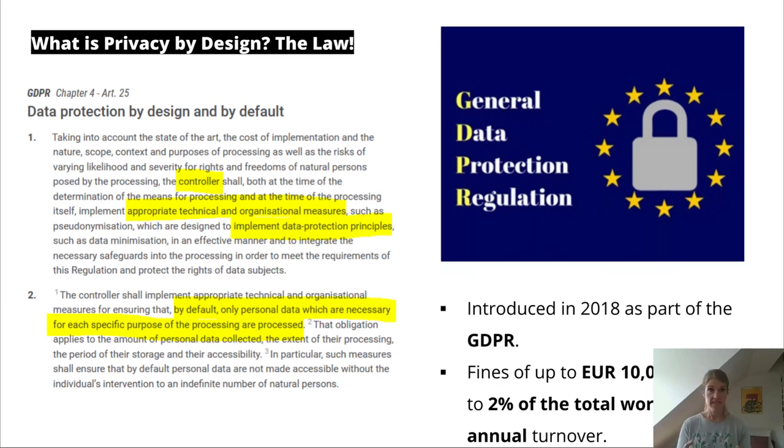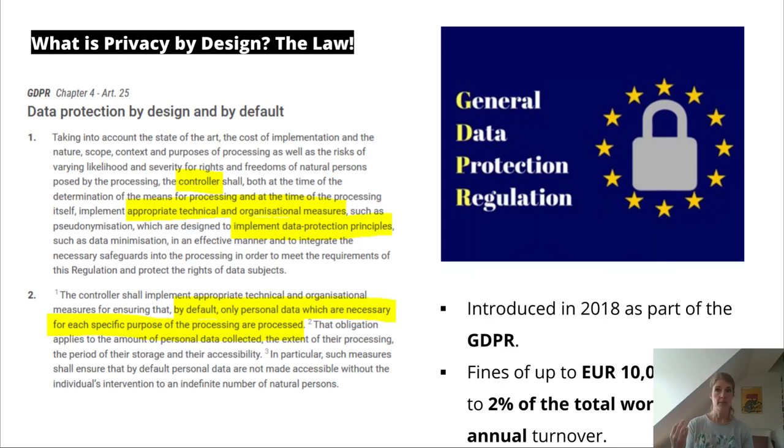And what I did now, because it is pretty important for what I would like to talk about in the next minutes, I added a screenshot of the basic principle. That is Article 25 of the General Data Protection Regulation. And it is split in 2 sections. So section 1 is privacy by design. Section 2 is privacy by default.